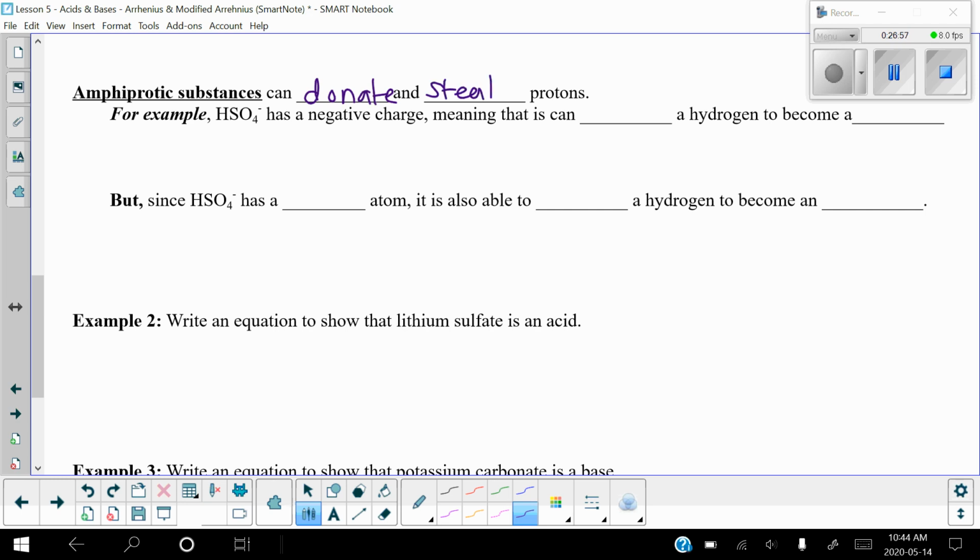protons or hydrogen ions. For example, because HSO4 minus has a negative charge, that means it can steal a hydrogen to become a base. Let me show you. HSO4 minus reacts with water. It steals a hydrogen.